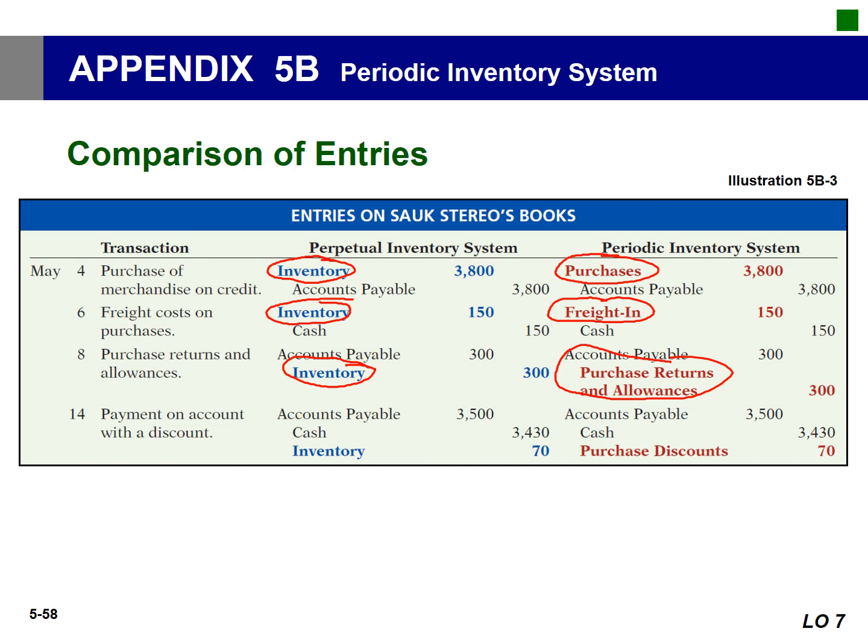And then finally, payment with the discount, still going to debit accounts payable for $3,500 and credit cash for the $3,430, but our perpetual system is going to credit the inventory account for the amount of this discount. Under the periodic system, we're going to credit purchase discounts for the $70.